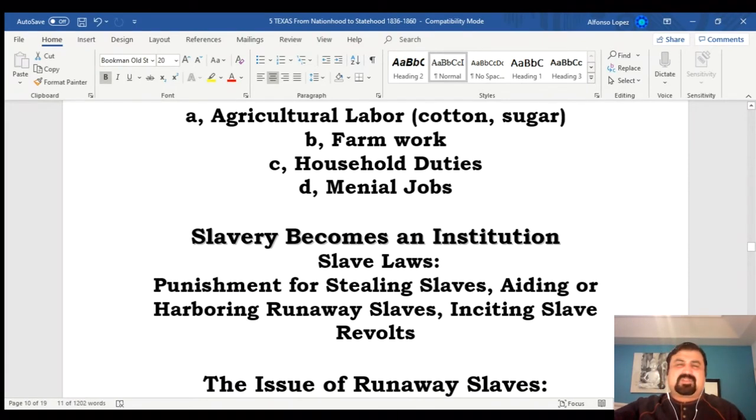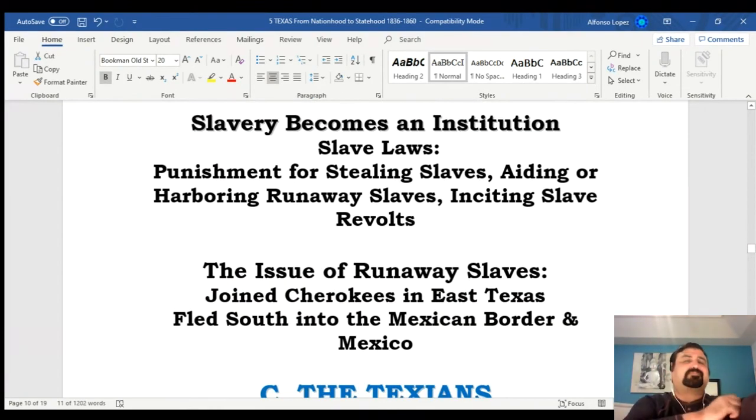Okay, slavery will become an institution in Texas when we see the introduction of what is called slave laws. Okay, so once we see that there are laws that clearly state that slavery is legal in any state or in any country. In this case, we're talking about in Texas, in the country of Texas.